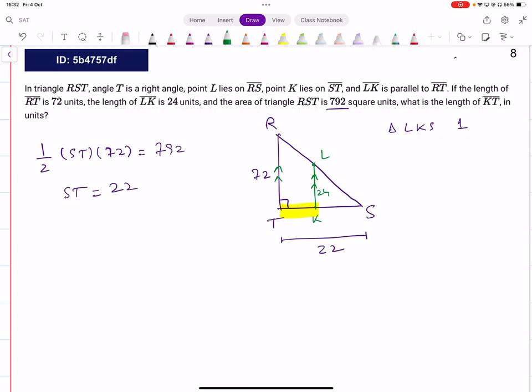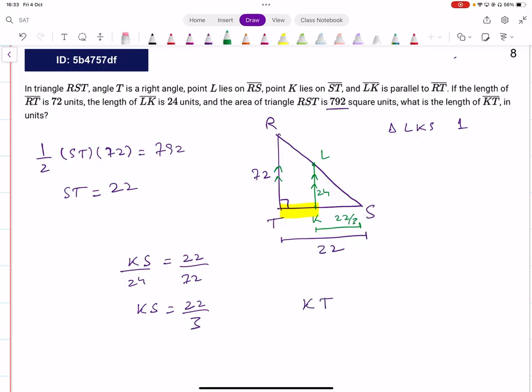Now we know these are similar triangles. If this length is 22, can we find out the smaller length? What's the ratio? 72 to 24. That's 1 to 3 ratio. So that will be 1 over 3 of that. So KS therefore is going to be 22 over 3. You can use ratios like this. You can say KS over 24 should equal 22 over 72. Okay, and that should give you 22 over 3. And then what is TK or KT?